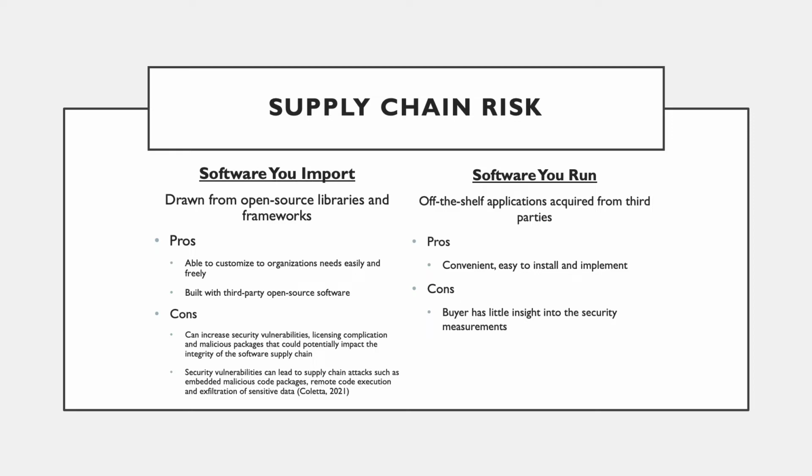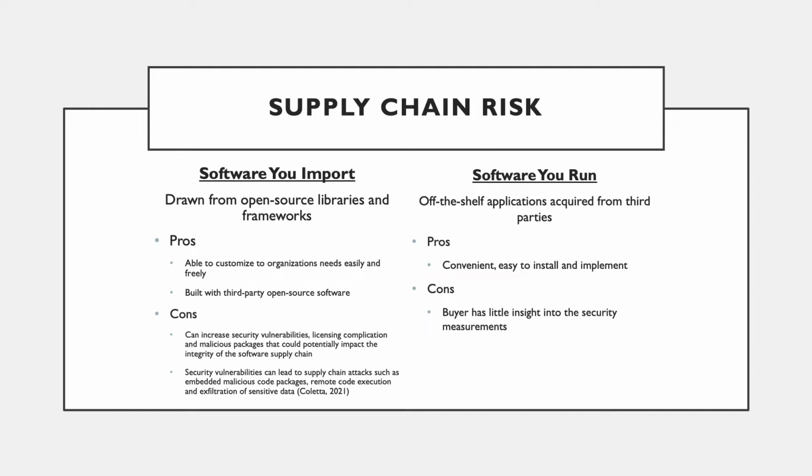There are 2 elements of modern software that can be applied to New Zealand for use at the summit: imported software and off-the-shelf software. Imported software is drawn from open source libraries and frameworks. While this software is easily customizable to meet the organization's needs, it can increase security vulnerabilities, causing supply chain attacks, such as embedded malicious code packages or remote code execution. Licensing complications and malicious packages are also potential issues that can negatively impact the supply chain.